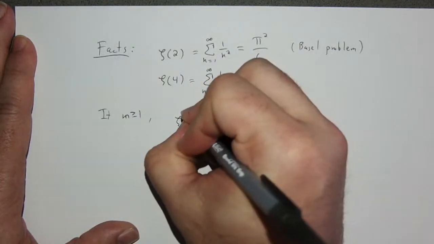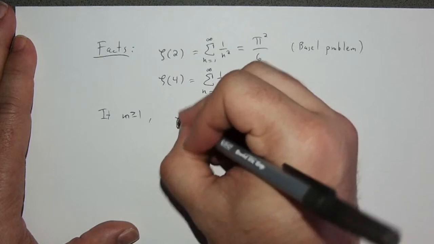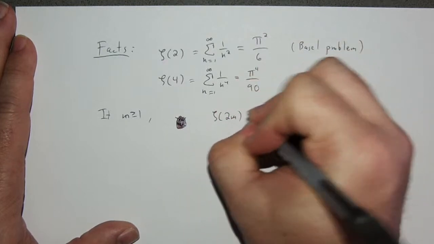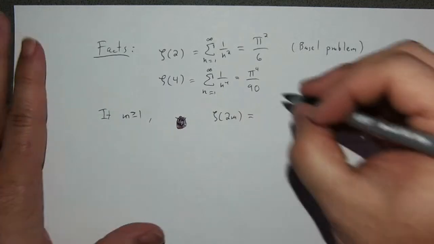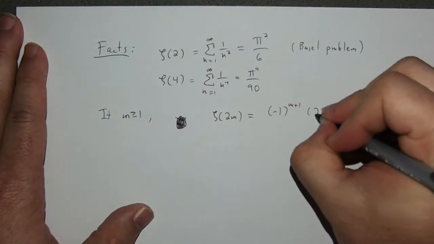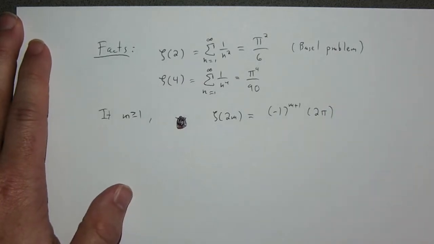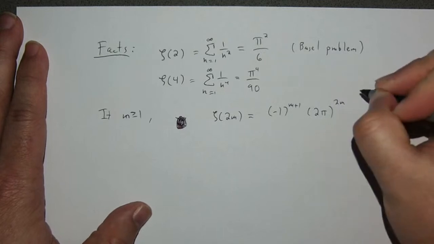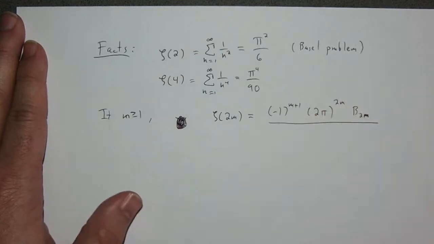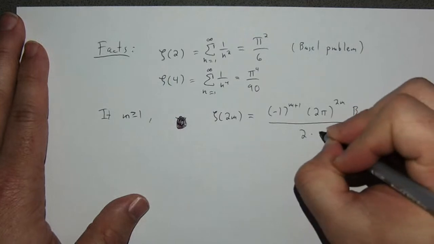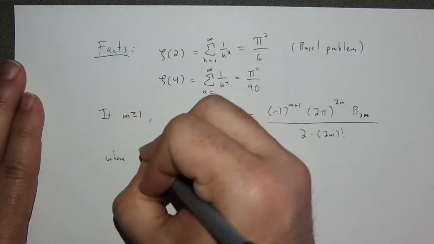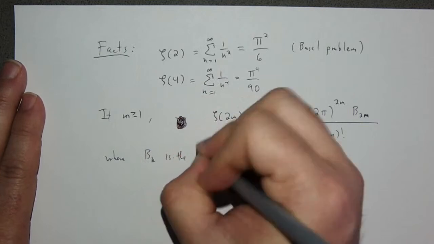then we know what the even, that's a C. That's not even a zeta. Come on, that's terrible. Okay, so zeta of 2m is this complicated expression. You don't need to remember this off the top of your head or anything. It's minus 1 to the m plus 1 times 2 pi to the 2m times b sub 2m divided by 2 times 2m factorial, where b sub k is the kth Bernoulli number.